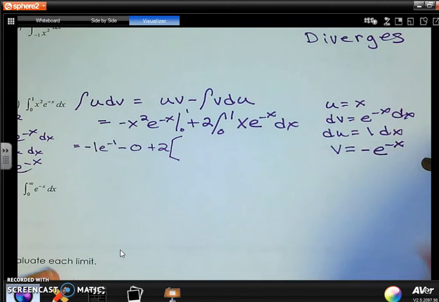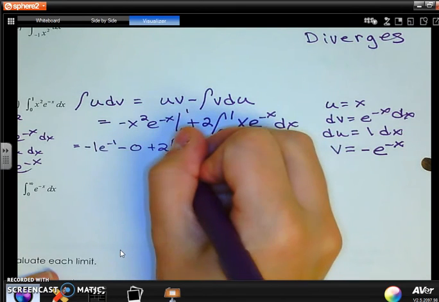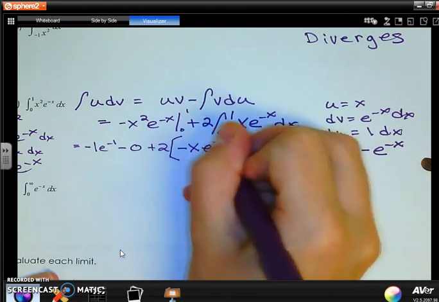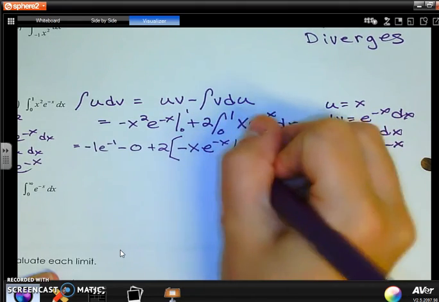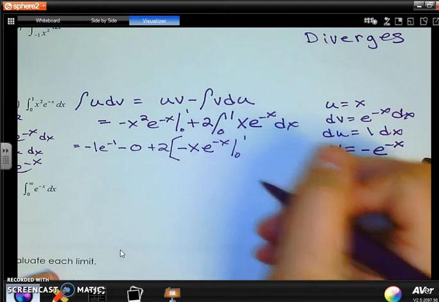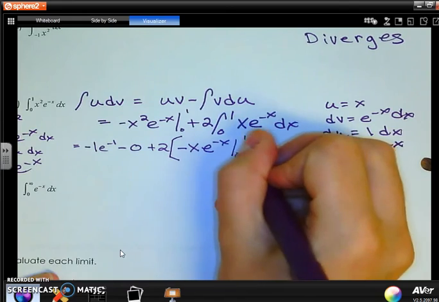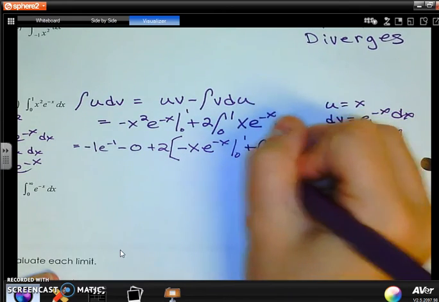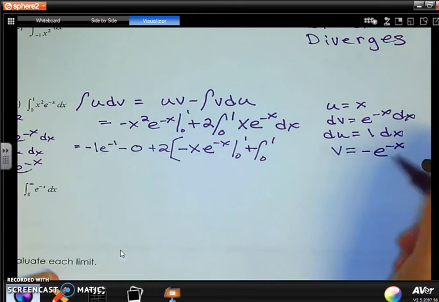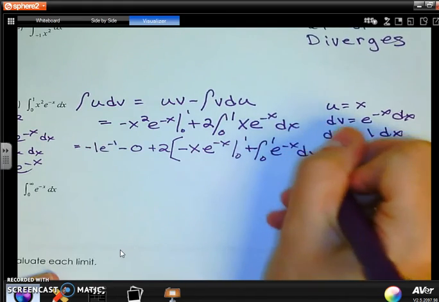Now I'm ready to do this integration by parts over there. So for that integration by parts, it's going to be uv, so that'll be negative x e to the negative x, and I'm evaluating that from 0 to 1, minus the integration of v du. Well, minus the integration, that's already a minus, so it's going to be a plus again. Integration from 0 to 1 of v, that's this, du. So I already factored the negative out, so it's like that.